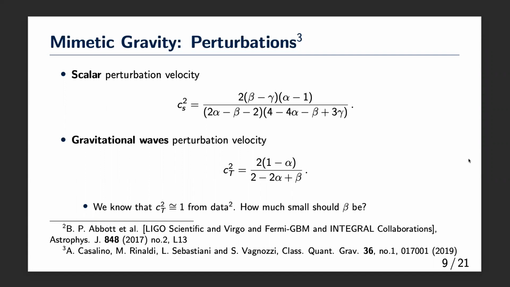Our question was, how small should beta be? Because if you check this, it seems like this should be 0 in order to keep it very short.